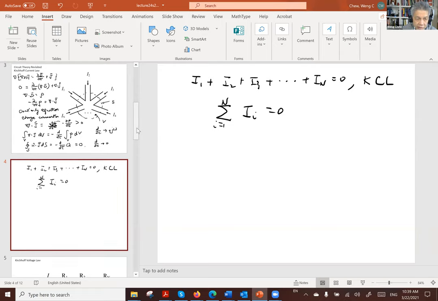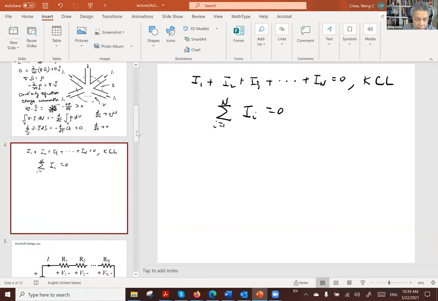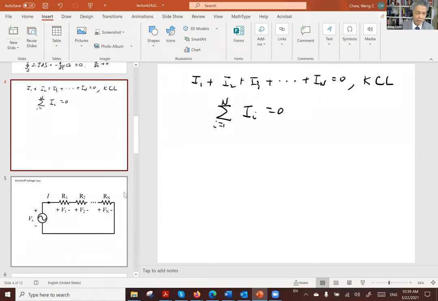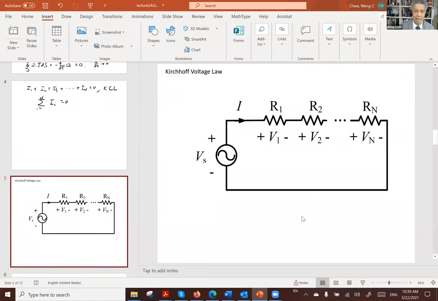These laws were actually discovered and worked upon before Maxwell's equations came about. But they're very intuitive. If you look at them, you can arrive at these laws using physical motivation, very intuitively. The second law that I'd like to talk about is the Kirchhoff voltage law. Kirchhoff voltage law says that the sum of voltages in a closed loop must be zero.